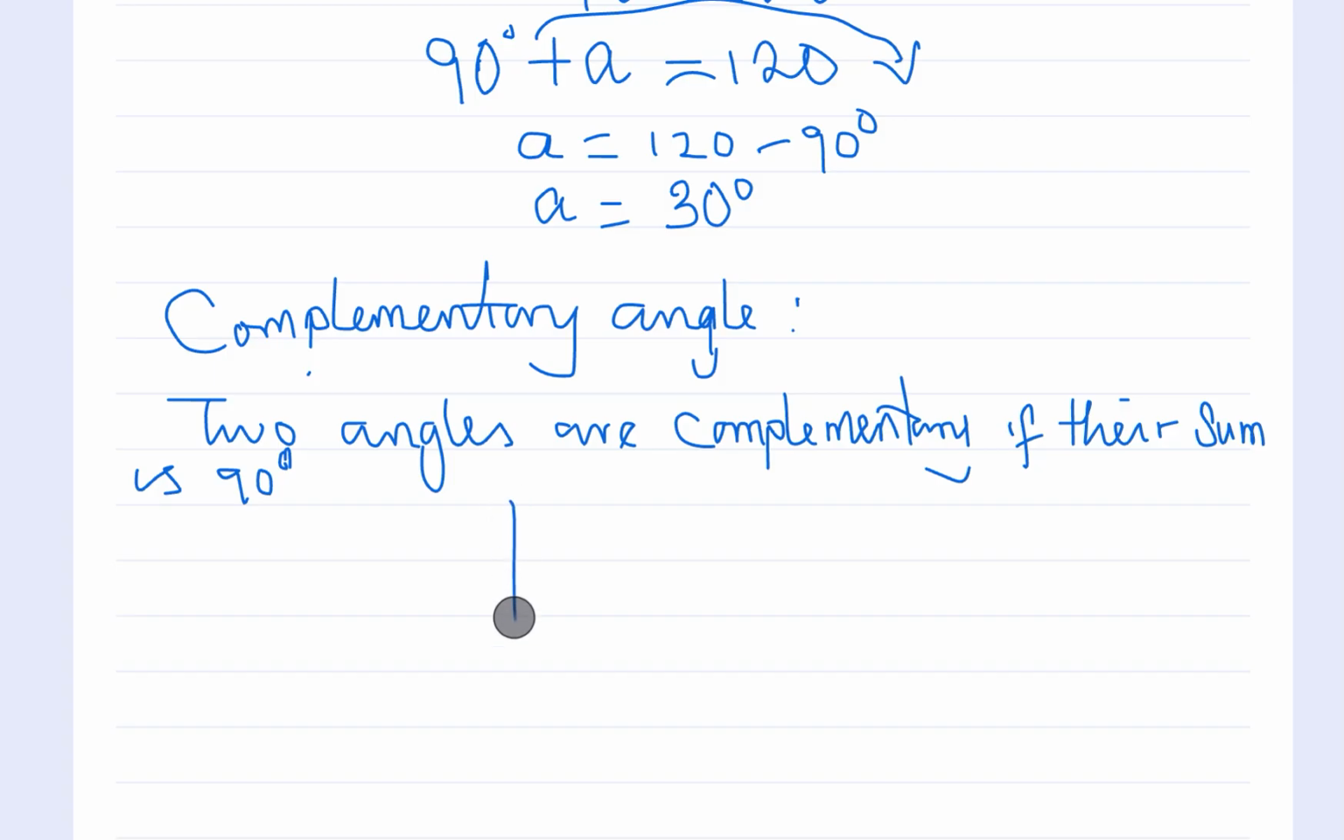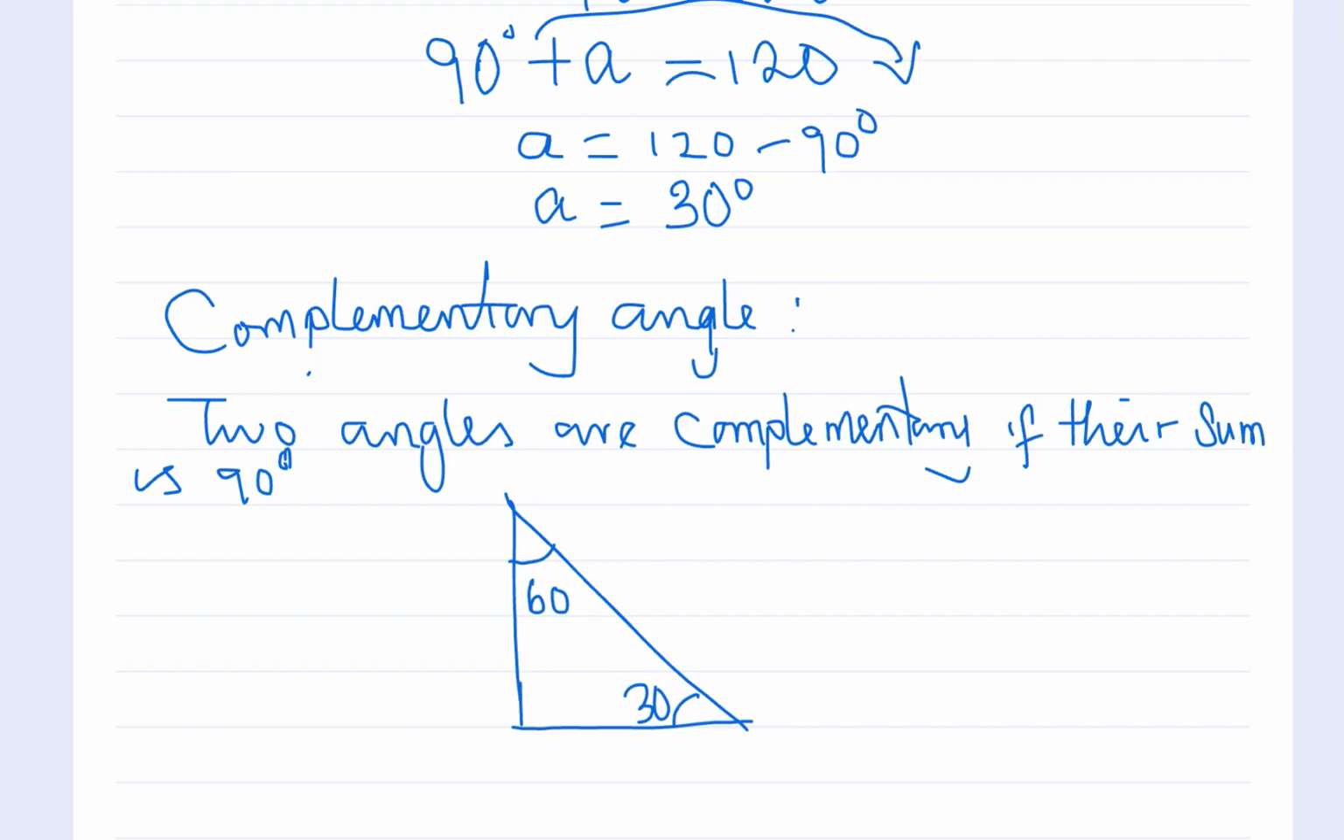Like this one now. Look at this. You can see that this is a right angle already. So you already know that the sum here should be 90 degrees. So if this place is 60 and this place is 30, they are complementary.